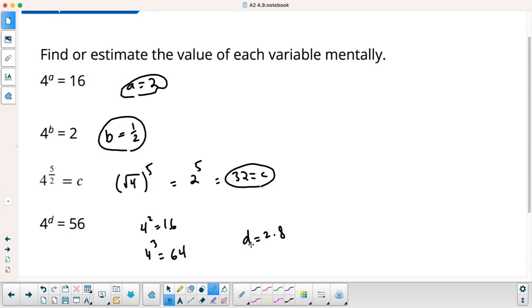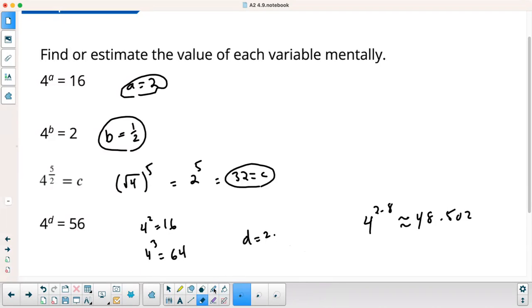But then I'm going to check it. I'm going to take my calculator and say 4 to the 2.8. It's actually way off, so my estimate wasn't very good. 4 to the 2.8 equals 48.502, and I actually rounded it, so I probably shouldn't even use the equal sign. I should use the approximation sign because this is rounded. So maybe I'm going to try 2.9 and see what happens.